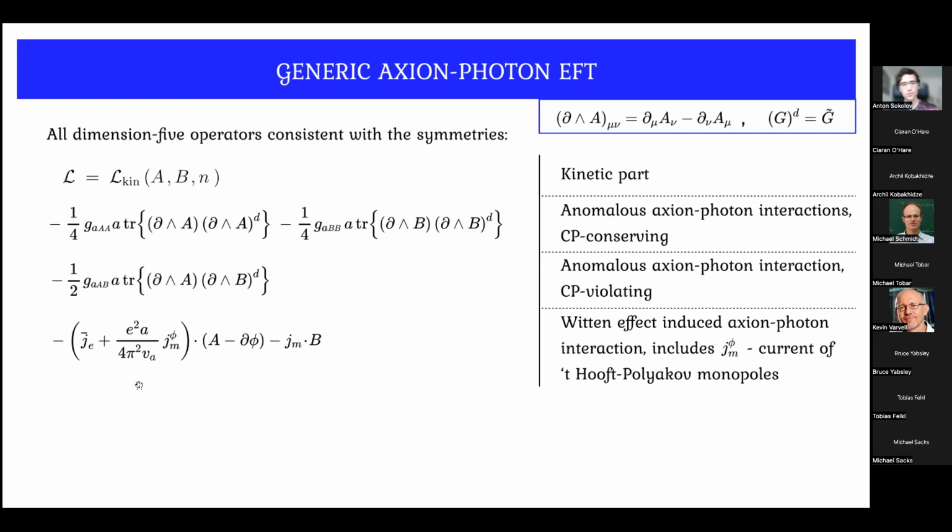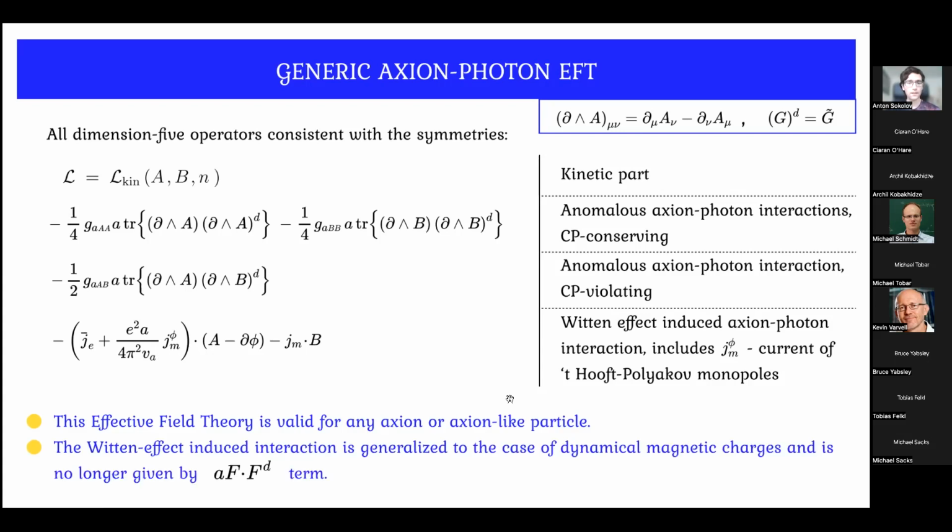So the vertex which consists of the axion line, then the line of the magnetic current, and the A-dual potential, describes interactions of the axion, the electromagnetic interaction between the axion and magnetic monopoles. Let me now stress that this effective field theory is valid for any axion or axion-like particle. So this will also be true for an axion-like particle.